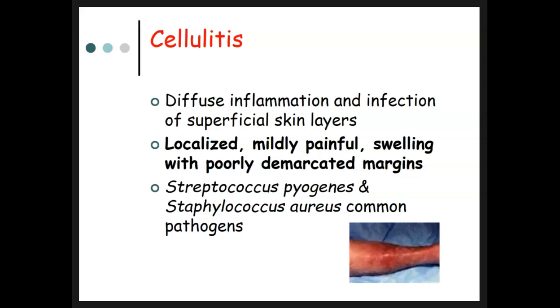It's still localized, you have swelling, it's mildly painful, there's going to be diffuse inflammation. And again, the same culprits are involved in a lot of these skin infections, group A strep and Staph aureus, but cellulitis, know that definition.